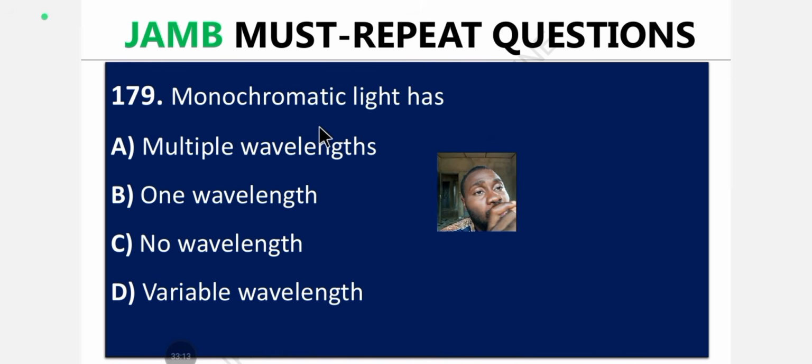Question 179. Monochromatic light has: A. Multiple wavelengths. B. One wavelength. C. No wavelength. D. Variable wavelengths. What's the answer? Drop the answer in the comment section. I know you know the answer.